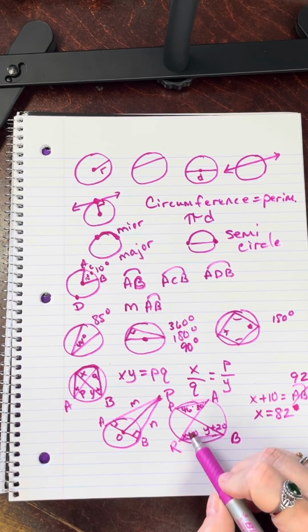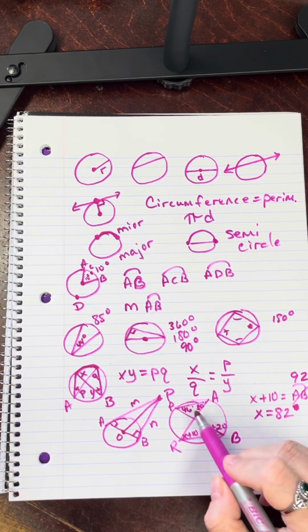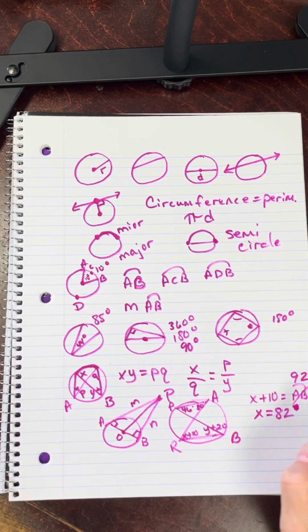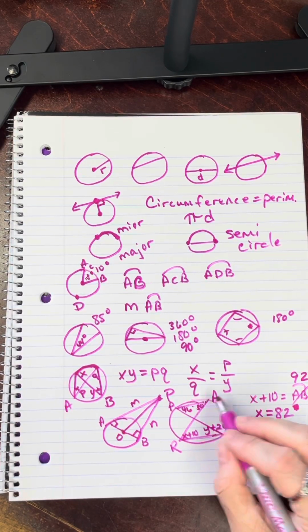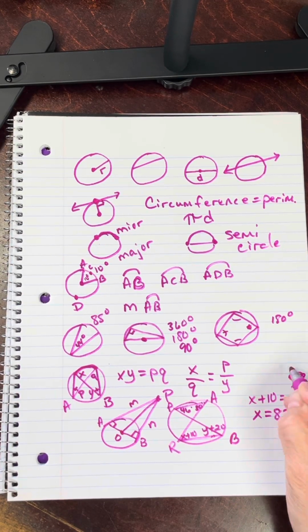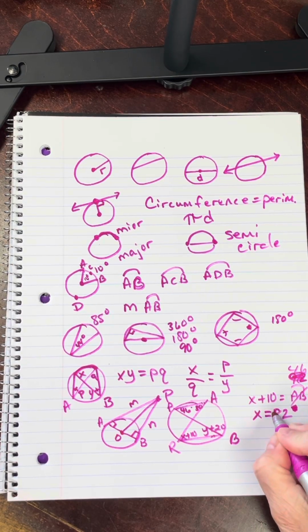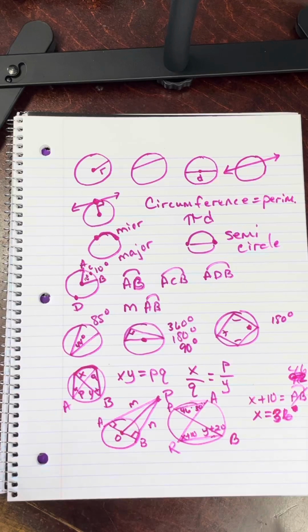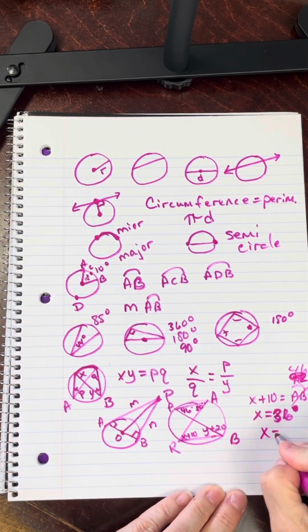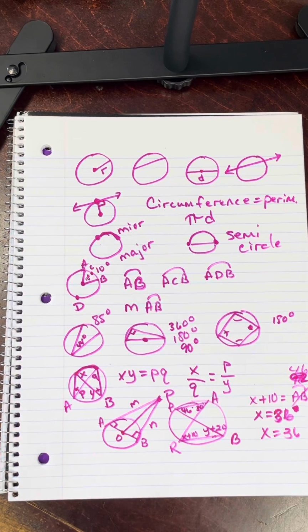However, since these are both the same angles that are cutting that arc, they're set equal. So X plus 10 is not equaling the doubled up arc, it needs to equal 46. And then 46 minus 10 is 36. That's matching much better. X is 36. Okay, now let's do the same thing for the Y's.